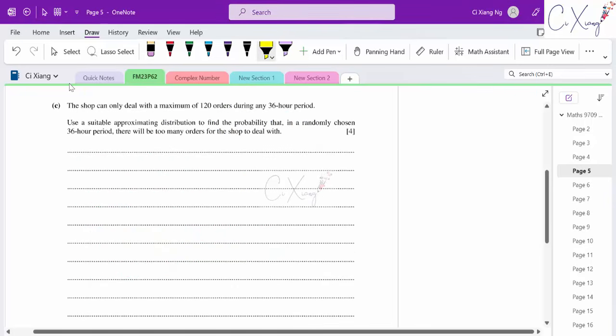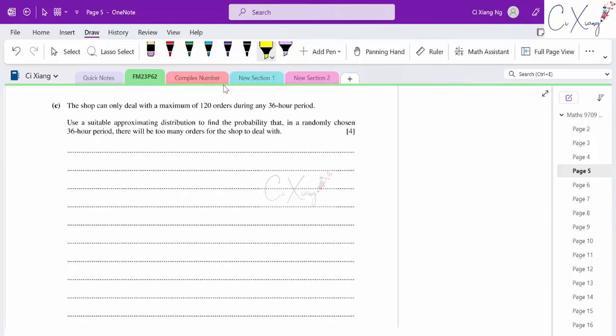Okay, so part C, the shop can only deal with a maximum of 120 orders for any 36 hour period. Then they want us to use a suitable approximating distribution to find the probability that in a randomly chosen 36-hour period, there will be too many orders for the shop to deal with. Okay, so for our question now, they are going to focus on a 36-hour period.